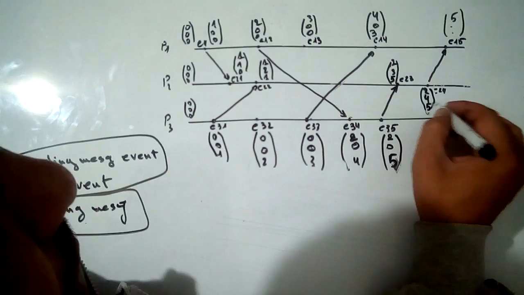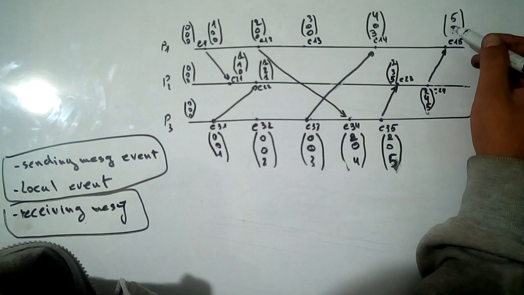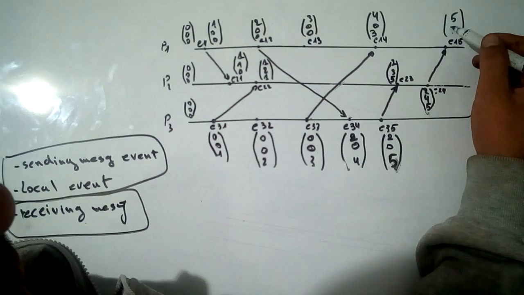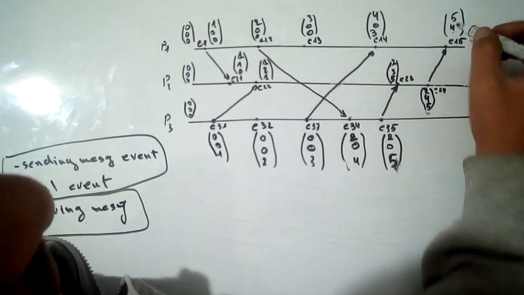So for this, it is a receiving of message, okay? So this term is equal to max between 4 and 0, okay? So that's 4, and this is equal to the max between 5 and 3, so that's 5, okay?